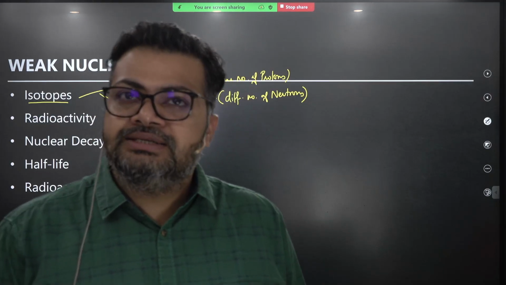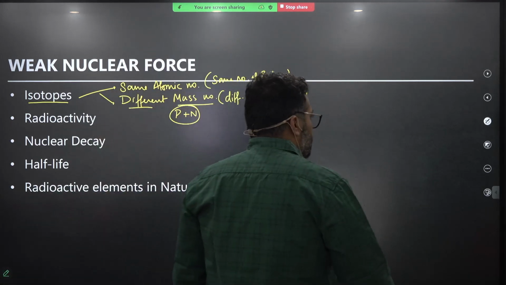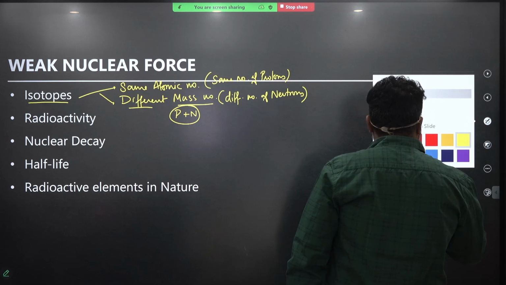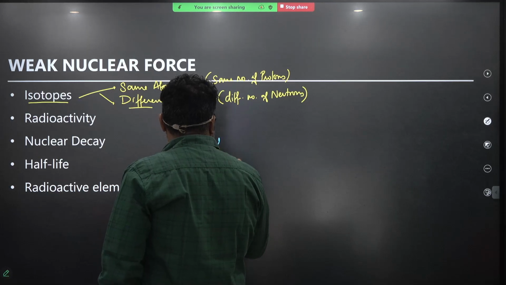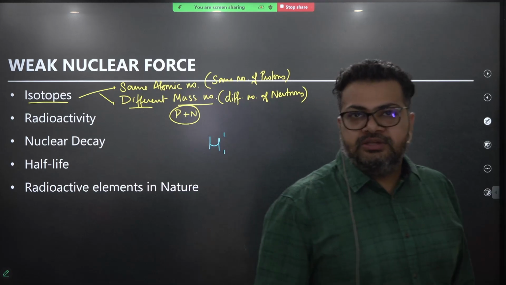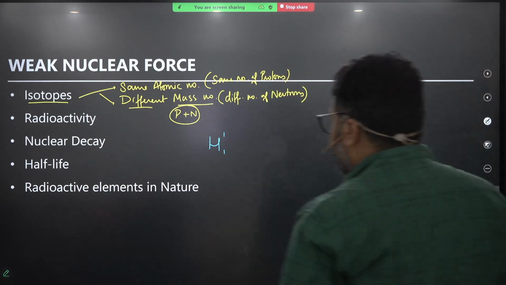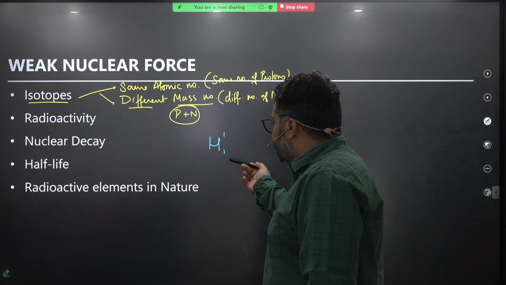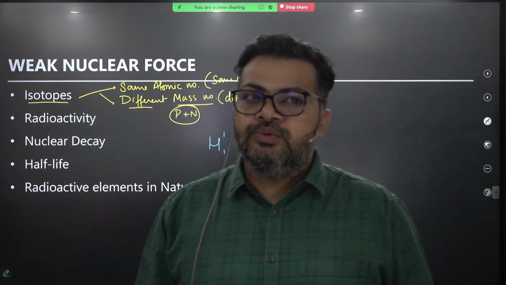Let us start and understand isotopes with some examples. All of us know that when I write hydrogen, hydrogen is this element with 1 atomic number, 1 mass number. All of you would agree? This is hydrogen, 1 atomic number, 1 mass number, right?